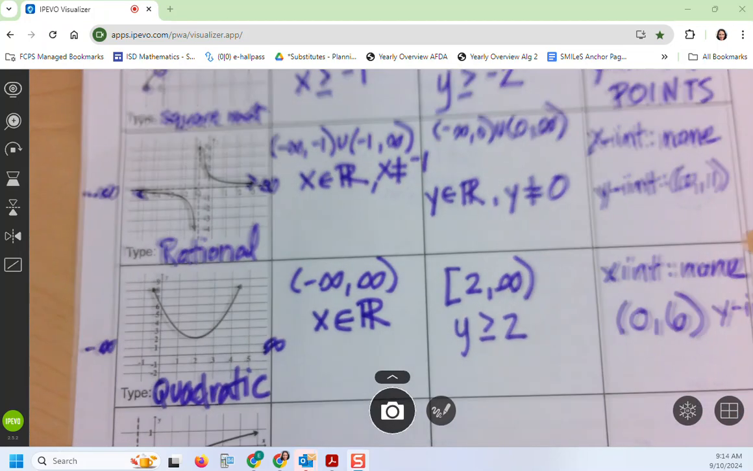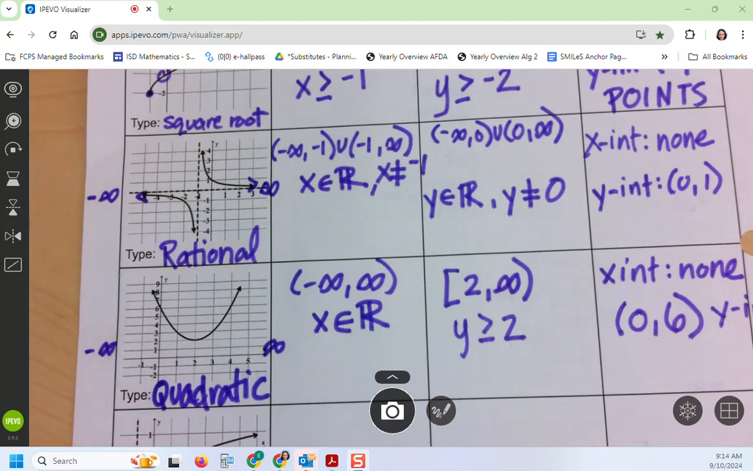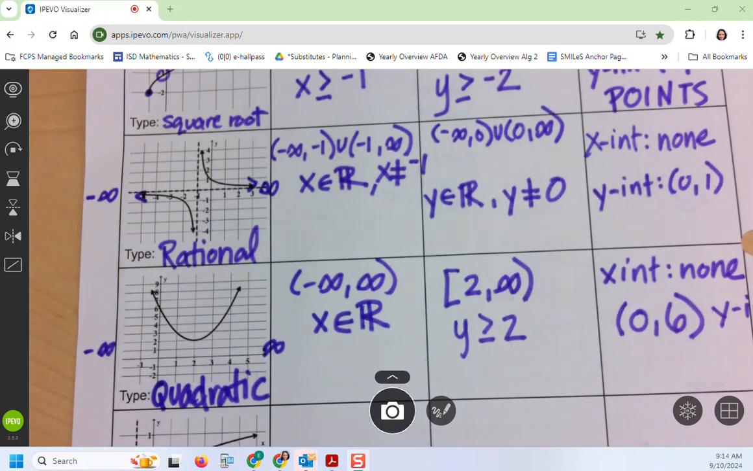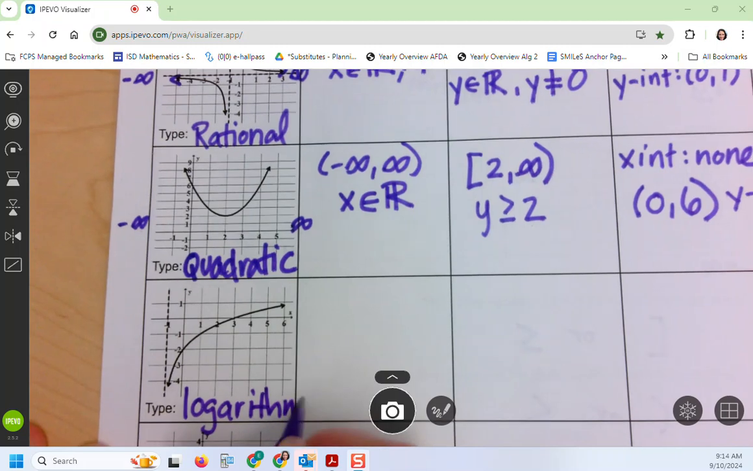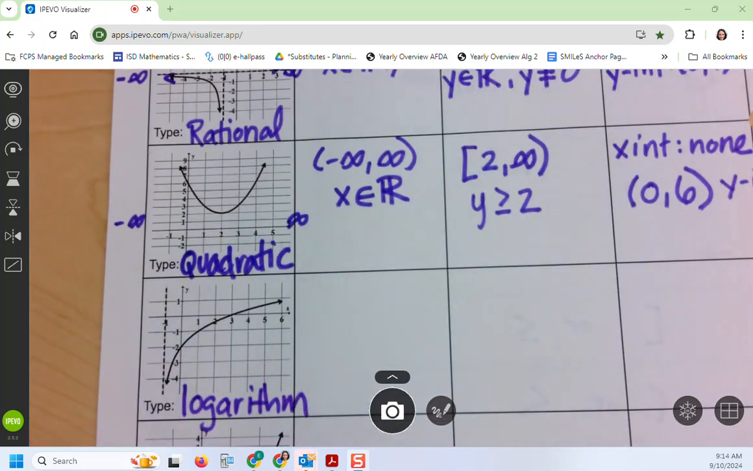Okay. The next one has a vertical asymptote. If it has a vertical asymptote, is it exponential or logarithmic? It's logarithmic. Very good. So it's a logarithm. Wait, what makes it that from exponential? The asymptote. If the asymptote is vertical, it's a logarithm.